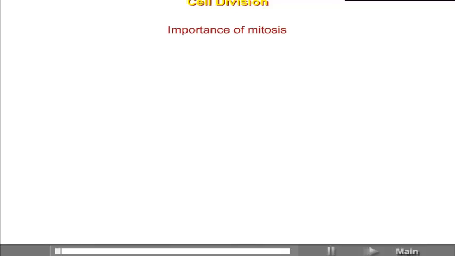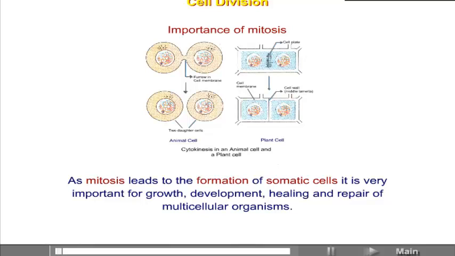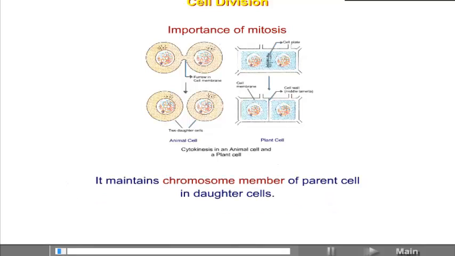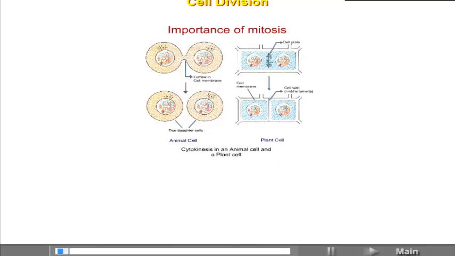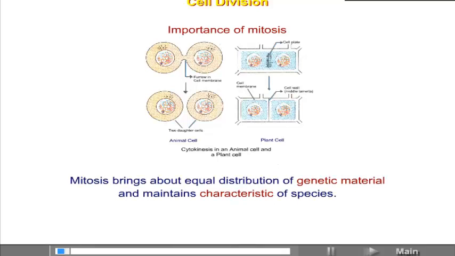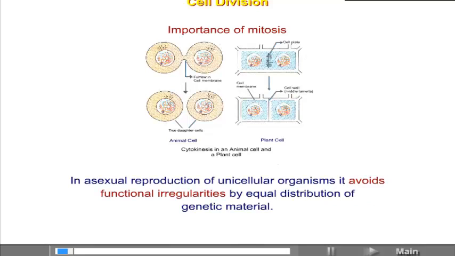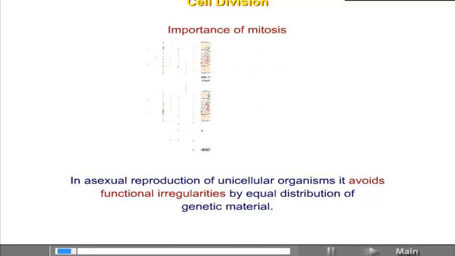Importance of mitosis. As mitosis leads to the formation of somatic cells, it is very important for growth, development, healing, and repair of multicellular organisms. It maintains the chromosome number of the parent cell in the daughter cell. Mitosis brings about equal distribution of genetic material and maintains characteristics of the species. In asexual reproduction of unicellular organisms, it avoids functional irregularities by equal distribution of genetic material.